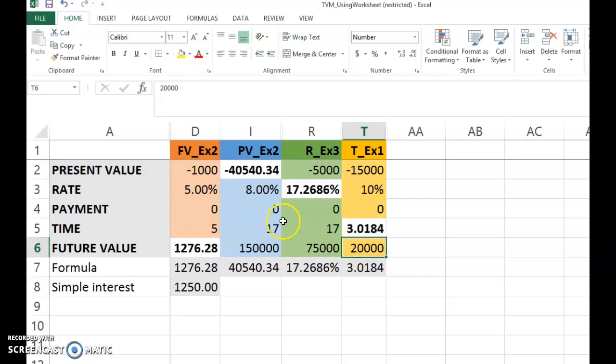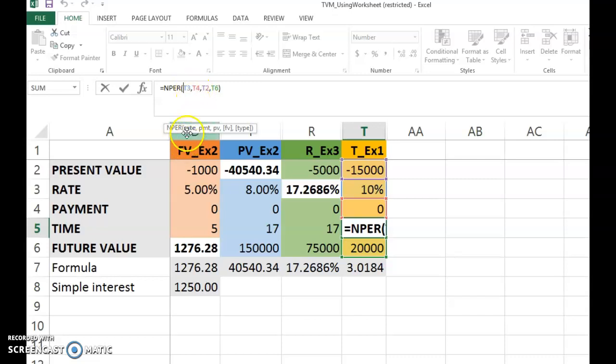Now, how do you solve for the time? For this, you put equal to and use the function NPER. You just type it and it will turn into capitals. This is the number of periods, the solution for time. Then open the bracket and click here; it tells you the first value must be rate, so you specify the rate 10%, or you can click on the cell that has 10%. Then the second value must be payment, just put that as 0, or you can type a cell which has the value of 0.